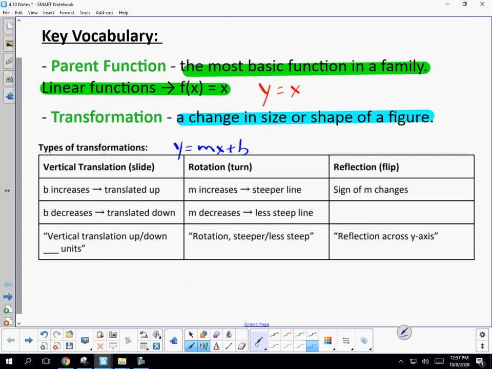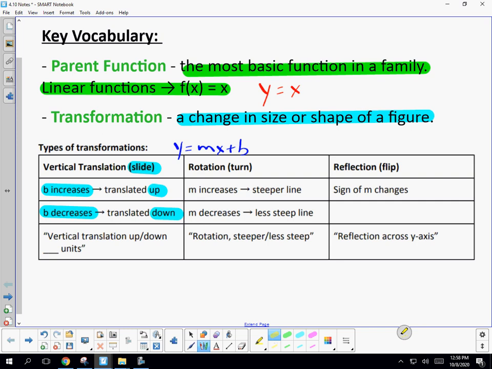Okay, so we have a vertical translation. That's our first one. That is a slide. If your b increases, you're going up. If your b decreases, you're translating down. And the way that we describe that is we say vertical translation, either up or down, however many units the b value has changed.